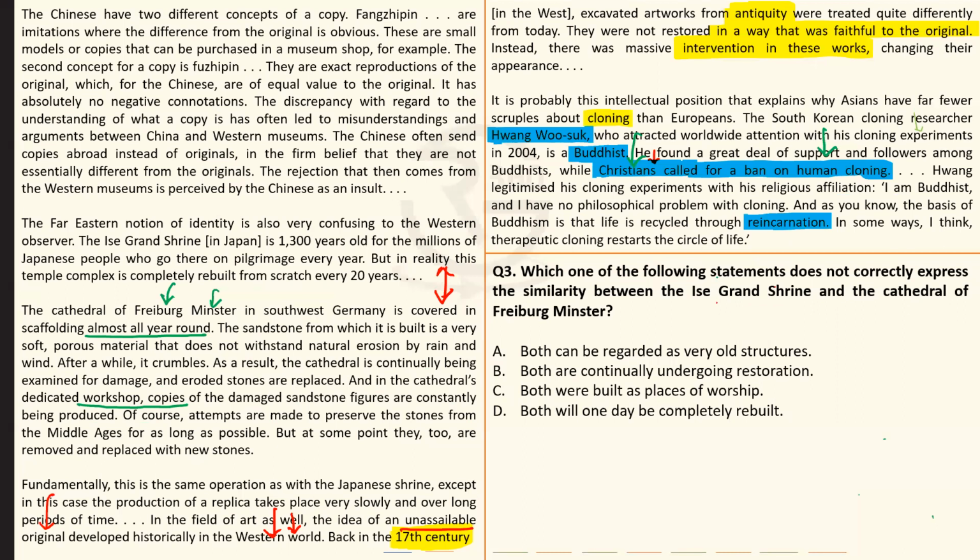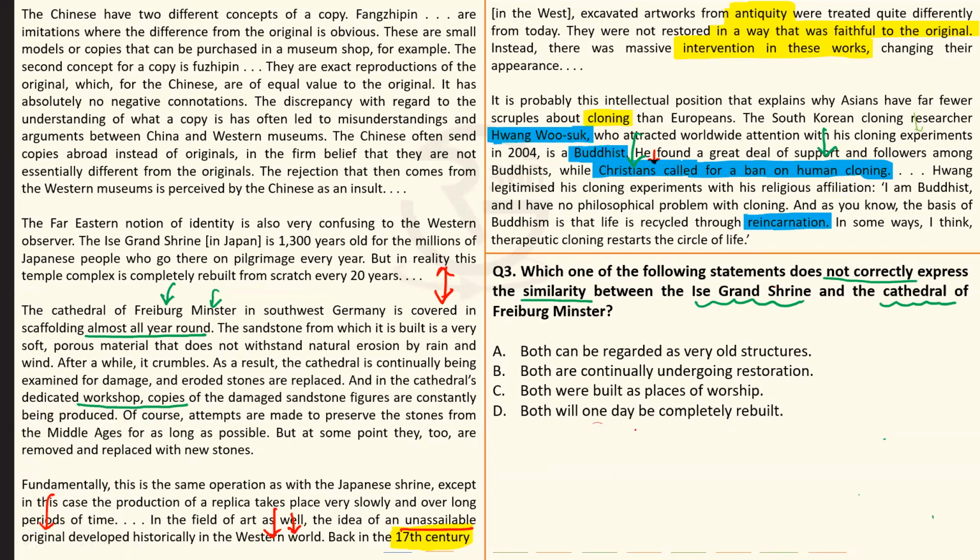Okay, very straightforward question. Third one: which of the following does not give us a correct similarity between these two places, this Japanese shrine and the cathedral in Germany? Okay, let's see one by one. Once again, let's start from the bottom. Option D. What does it say? Both will be completely rebuilt one day.